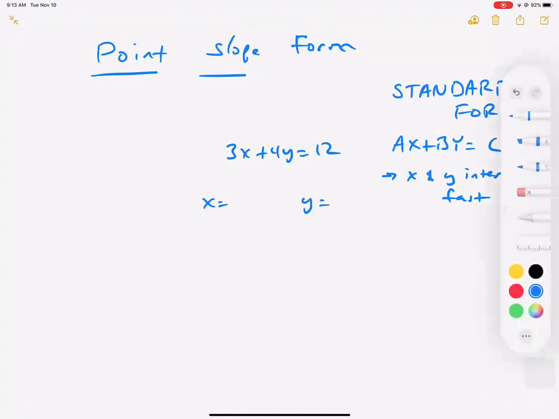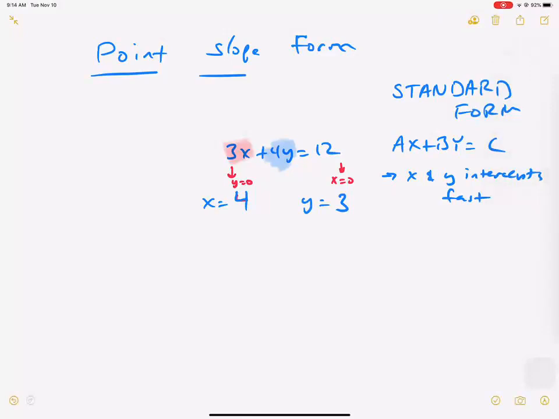Hopefully you remember that to find the x-intercept, you make y equals 0. And to find the y-intercept, you make x 0, right? You can do that by writing this in your notebook and using your finger to cover it up. If I cover up the y's, isn't it 12 divided by 3 for the x-intercept? If I cover up the x's, 12 divided by 4 is the y-intercept.